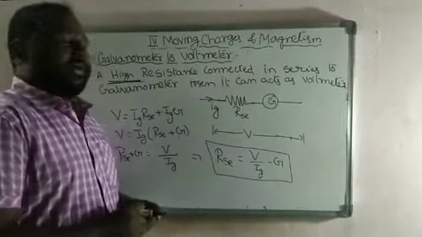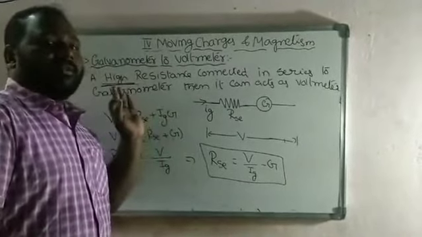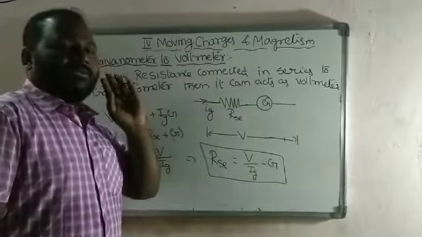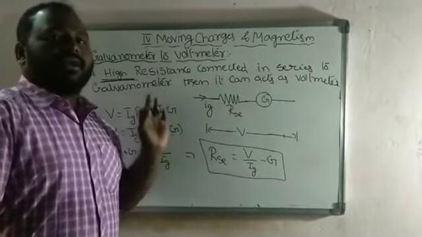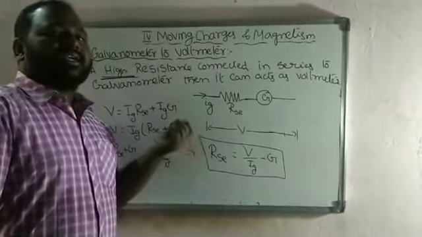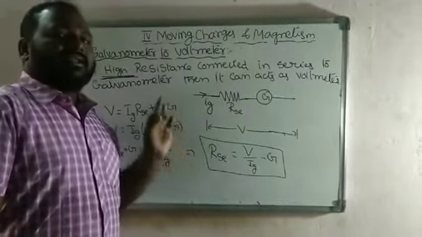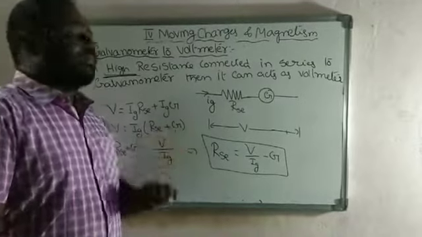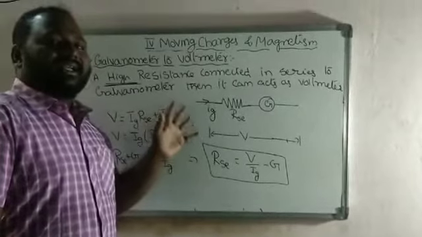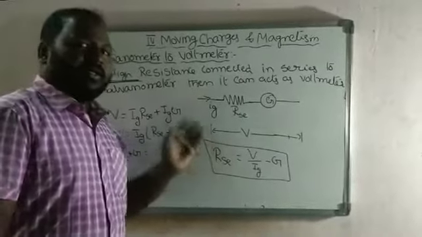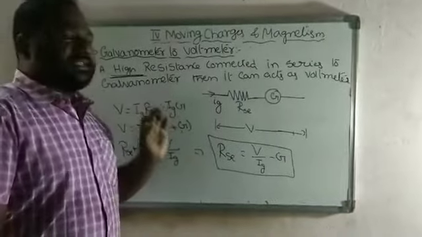So like this we convert a galvanometer into an ammeter and a galvanometer into a voltmeter. Remember, if they ask how to convert a galvanometer into an ammeter, you have to write the answer: a small resistor is connected in parallel to the galvanometer, then it acts as an ammeter. That resistance is called a shunt resistance. Similarly, how to convert into a voltmeter? A high resistance is connected in series with the galvanometer, and that resistance is called a series resistance.